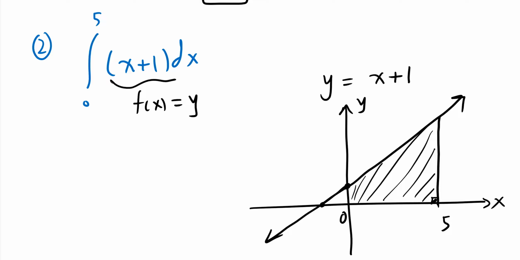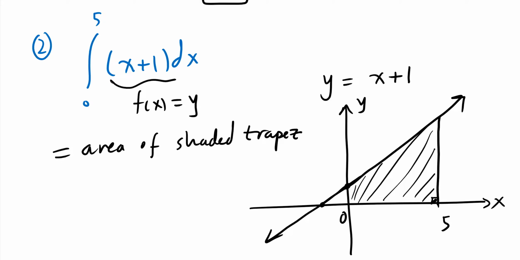What kind of figure is this? That's not a circle anymore or a semicircle. This is a trapezoid. There are several ways to do this. One way is if you are able to find the area of the trapezoid. So that's the area of the shaded trapezoid. The formula for the area of the trapezoid is 1/2 base 1 plus base 2 times the height.